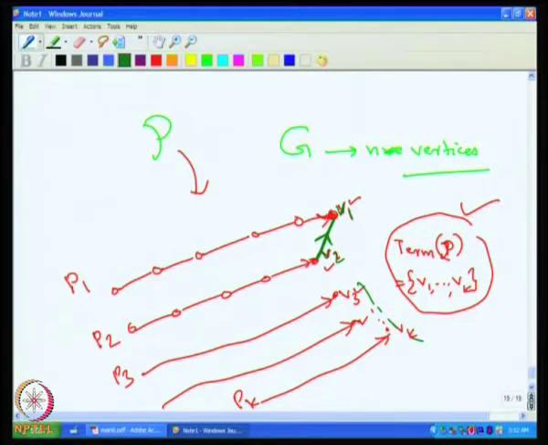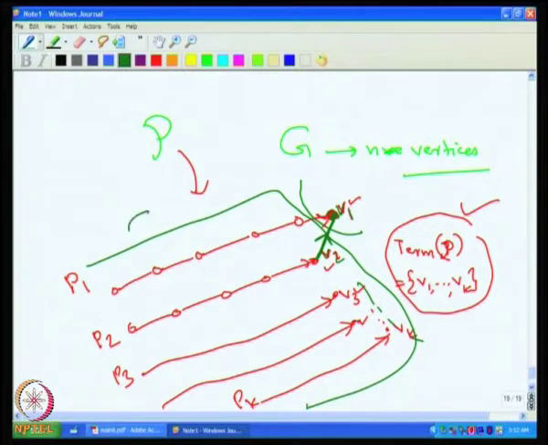Now I decide to remove this vertex from the graph. This V1 will be cut away from the graph, and I will consider the remaining graph. Let this new, smaller graph be called G dash. In G dash, if I take this one, this one, this one, this one and this one, definitely it is a path cover of G dash.